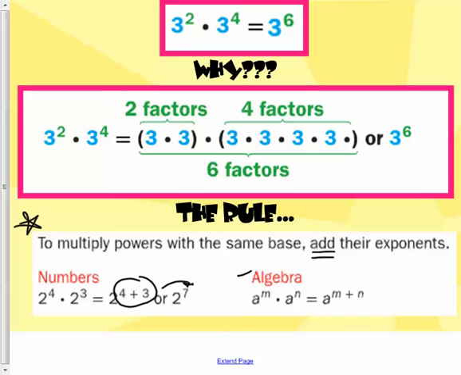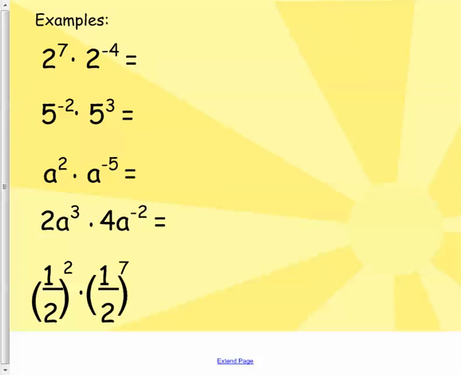The algebra behind it is if we have the same base, let's call that A, and we have an exponent m and an exponent n, we're going to add m plus n and keep their same base. Let's put this into practice. If I have 2 to the 7th power times 2 to the negative 4th, really I have 2 to the 7th power plus the negative 4. So how many do I have? I have 2 to the 3rd power.